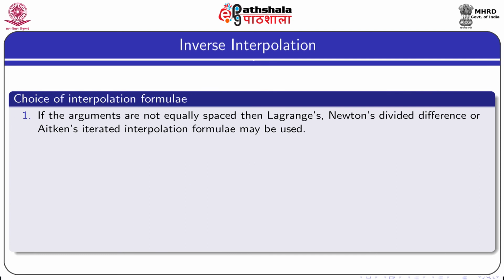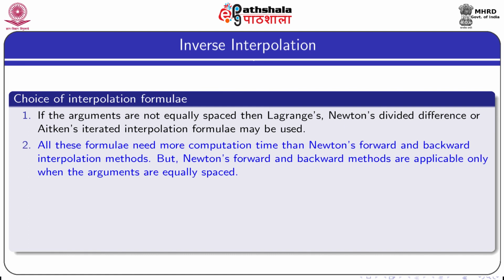Now, we shall discuss some choices of interpolation formulas which were discussed in previous modules, based on the given table of values. If the arguments are not equally spaced, then Lagrange, Newton's divided difference or Aitken's iteration formula may be used. All these formulas need more computation time than Newton's forward and backward interpolation formulas, but Newton's forward and backward formulas are applicable only when the arguments are equally spaced. This is the one limitation of Newton's formula.